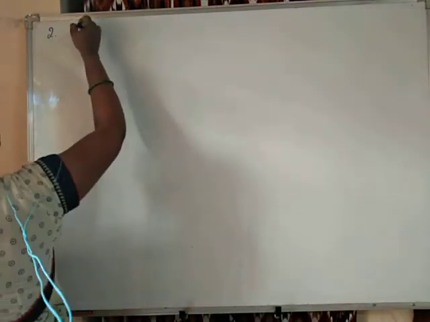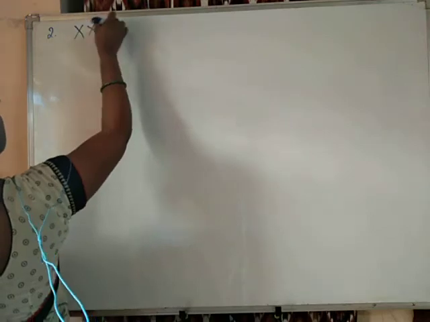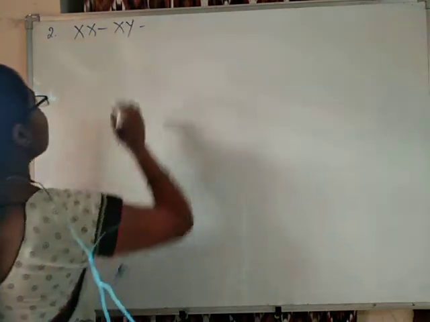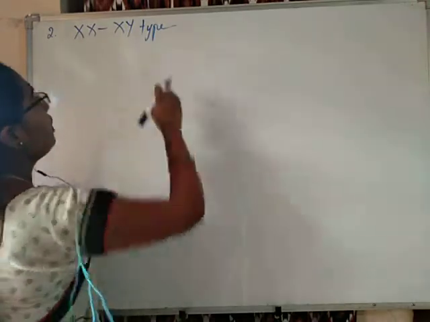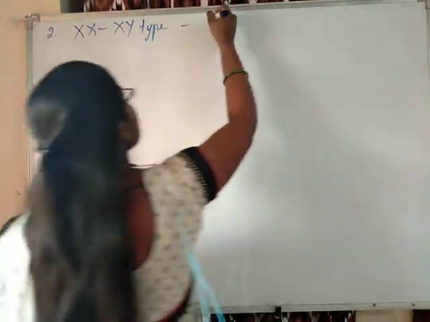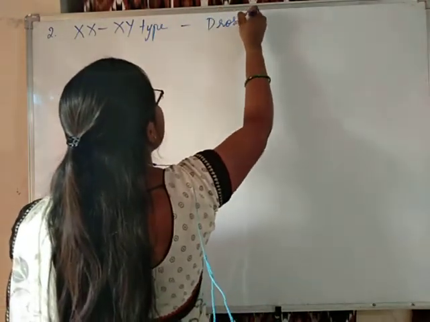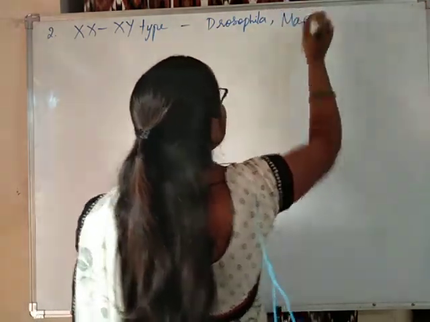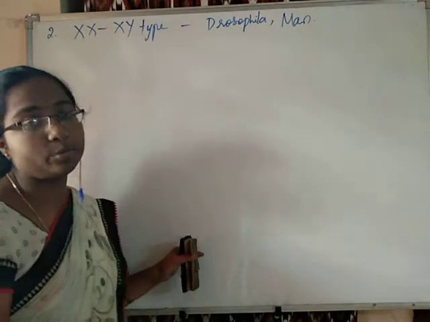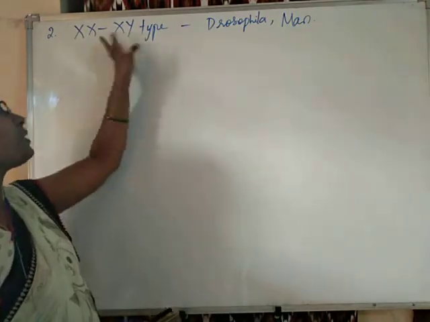Then students, we have the next type of sex determination in male heterogamety, that is XX-XY type of sex determination. So this is found in case of Drosophila and also in case of man. We human beings also show XX-XY type of sex determination.